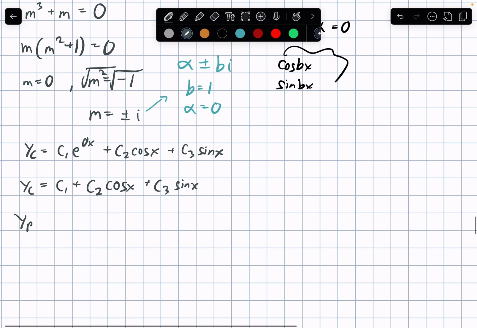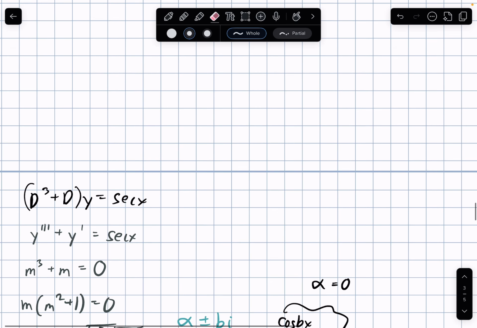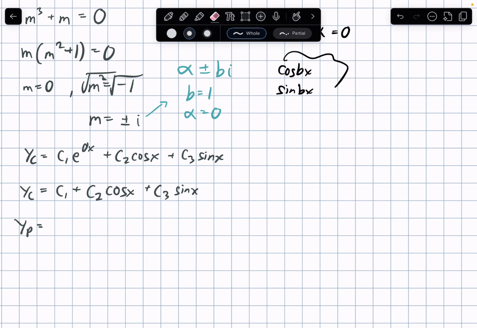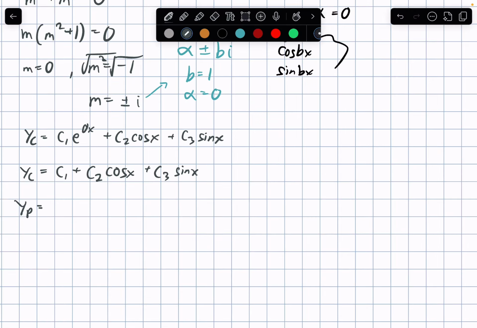Let's now move on to y sub p. This is a problem on variation of parameters. So this is where the part is different. Usually we look for our r of x from the right hand side. Right now, there is no r of x. You look for y sub p from here. You're basically going to replace the C1, C2, C3 with a, b, and c. So C1 is a, C2 is b, then copy the rest. C3 is c, and then sine x.